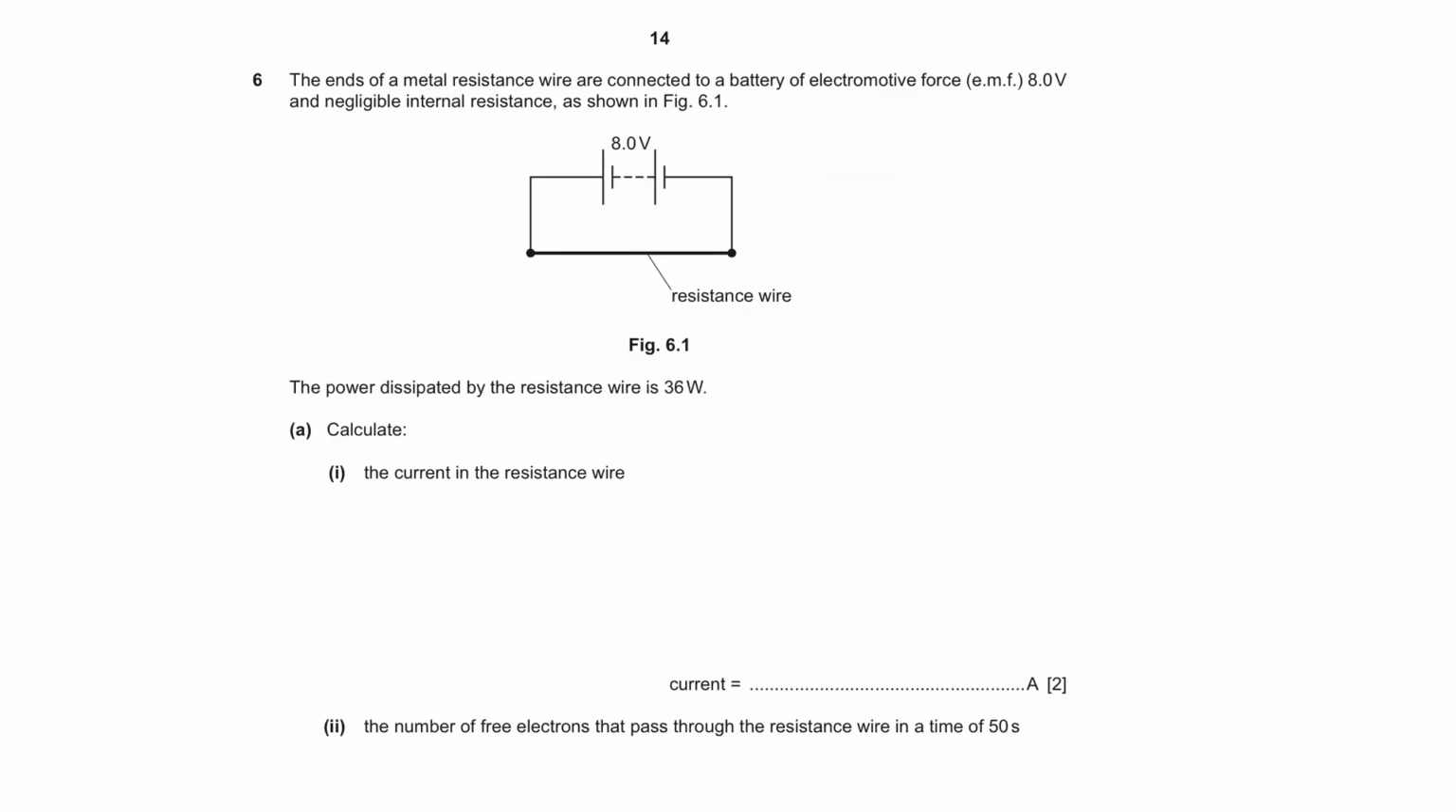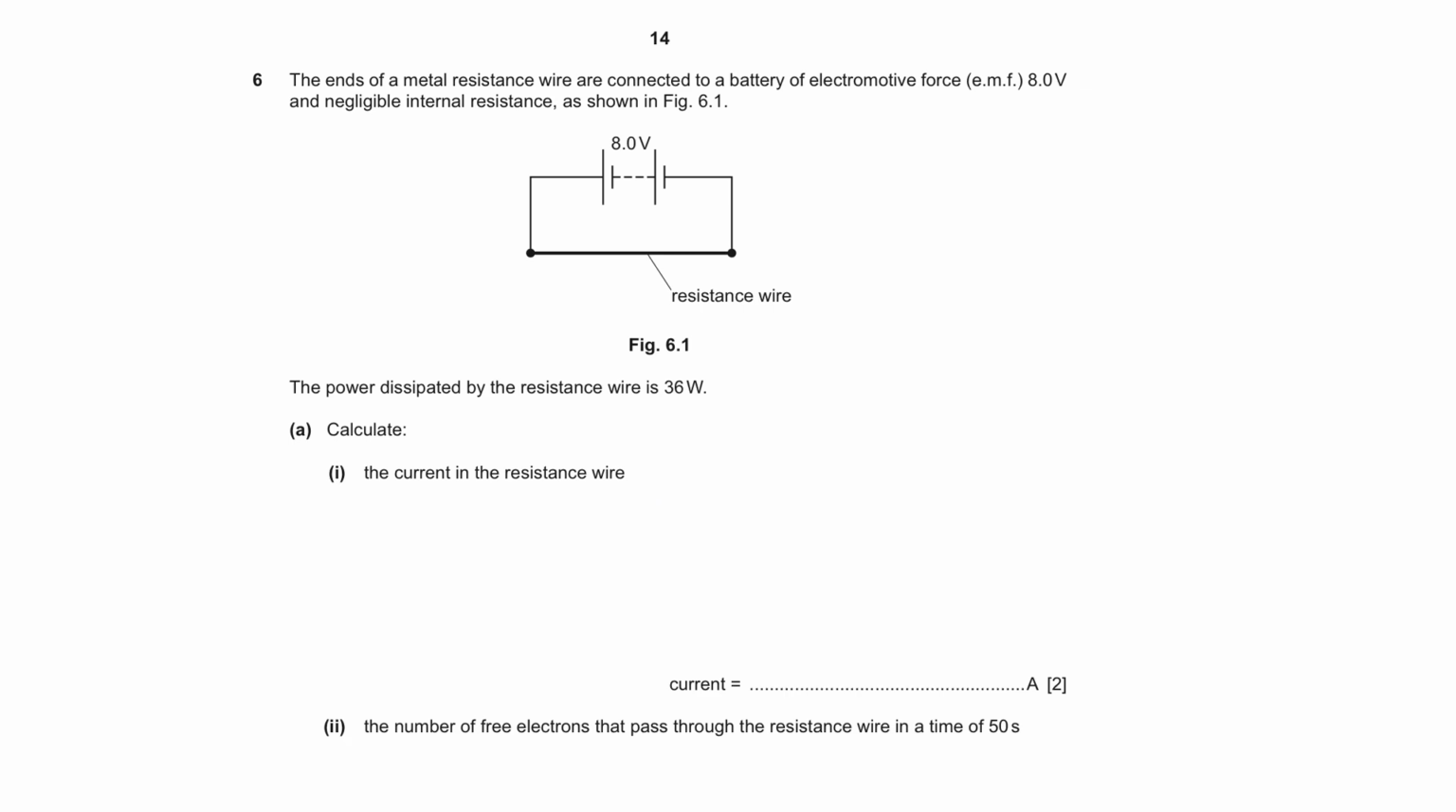Question 6 says the ends of a metal resistance wire are connected to a battery of EMF 8 volts and negligible internal resistance as shown in figure 6.1. So this is the 8 volt power supply. This is our resistance wire. The power dissipated by the resistance wire is 36 watts. Calculate the current in the resistance wire.